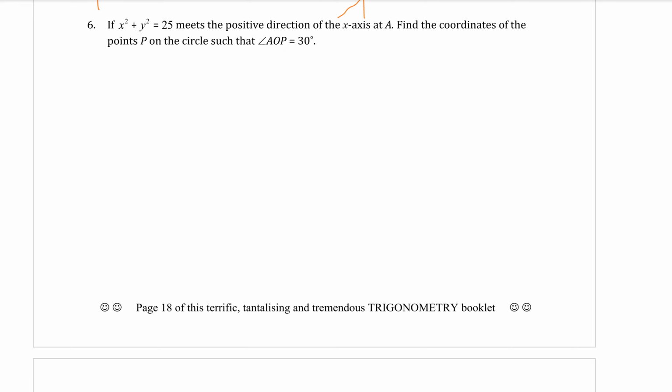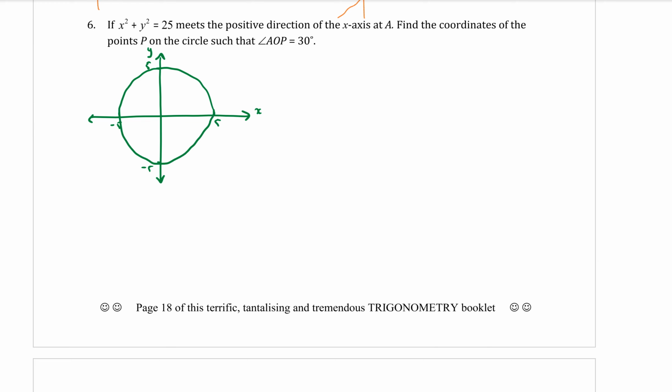Start with what we know. We're going to draw this. X squared plus y squared equals 25 means that we have a circle with the center on the origin and a radius of 5. So there, 5 and minus 5 on the x-axis, plus 5 up there and minus 5 down there. There's my circle.